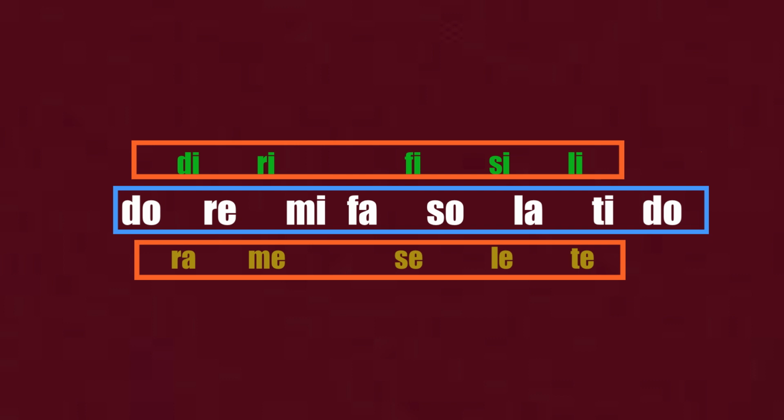So let's do it together. 1, 2, go. Di, Re, Mi, Fa. Again, 1, 2, go. Di, Re, Mi, Fa.